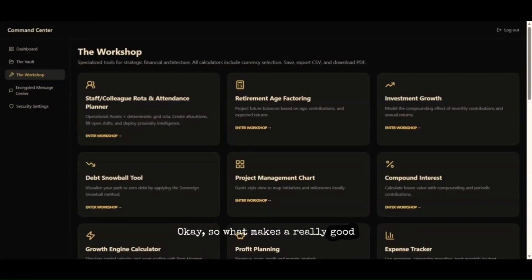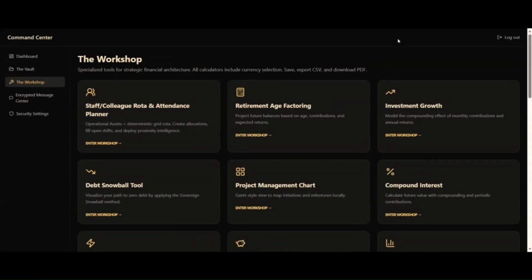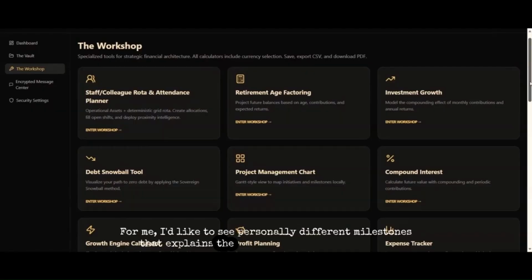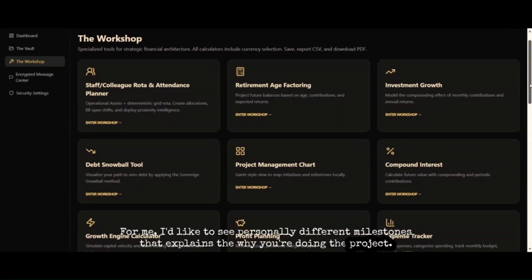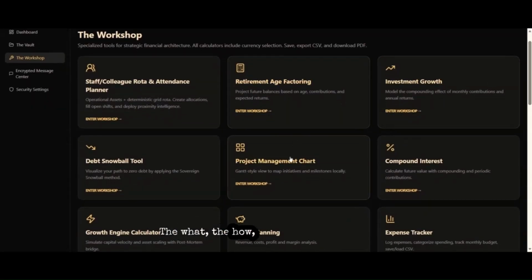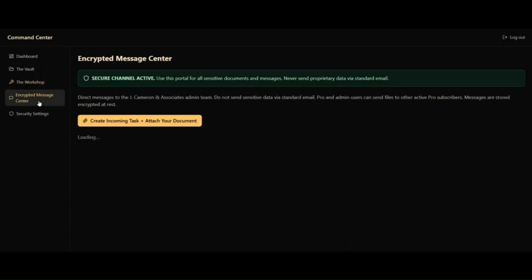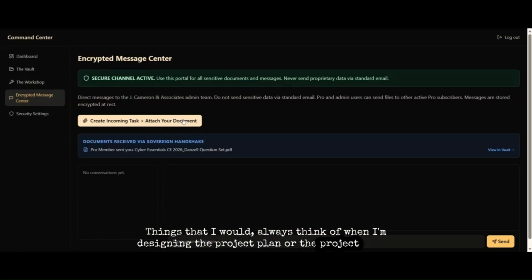What makes a really good project plan or project chart? For me, I'd like to see personally different milestones that explain the why you're doing the project, the what, the how, the when, and how the project is going to close, and what outcome you wanted to happen from that project. Did it meet the expectations? Things that I would always think of when I'm designing the project plan or the project chart.